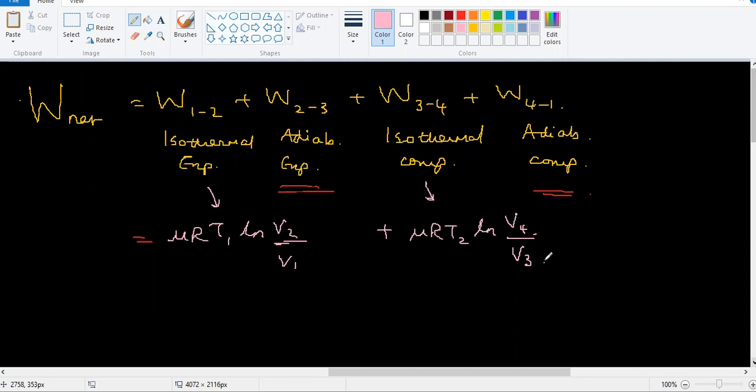Yes. This can also be written as, in ln, mu RT2 ln V3 by V4. You can write it like this by putting a power -1. When the power -1 comes to the top, you can take the reciprocal inside. So it's the same thing. When you interchange this, I'll put a -1 on top.